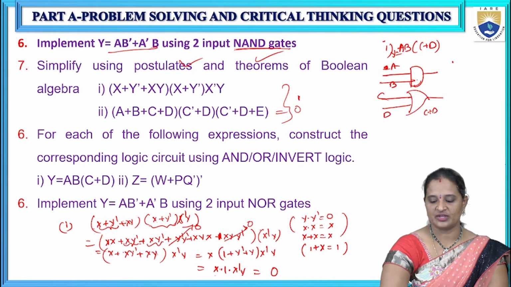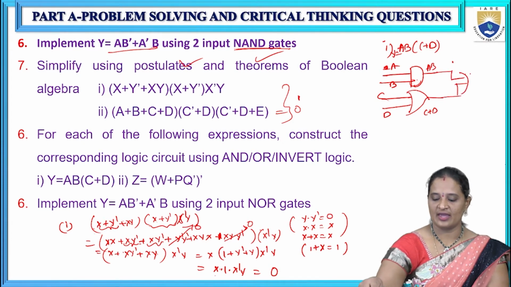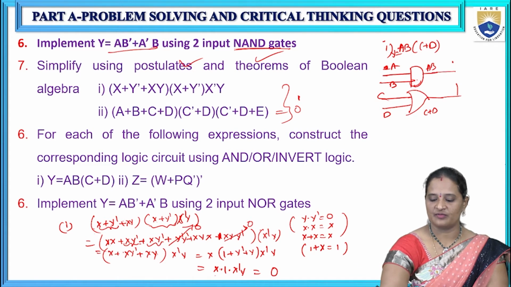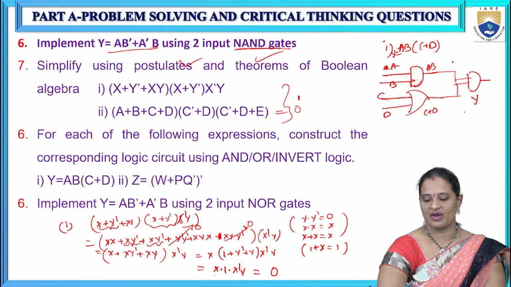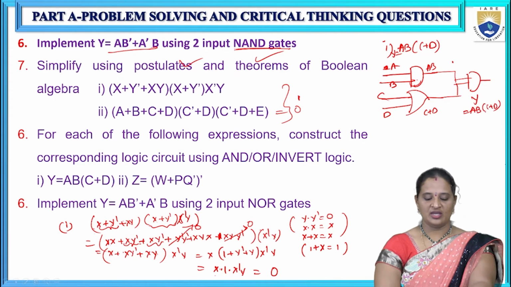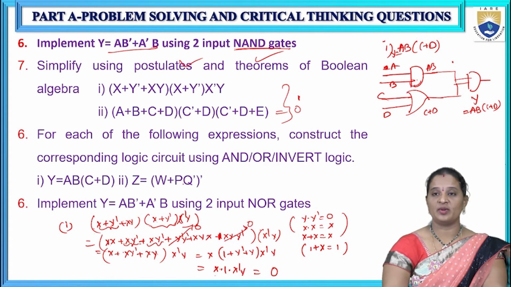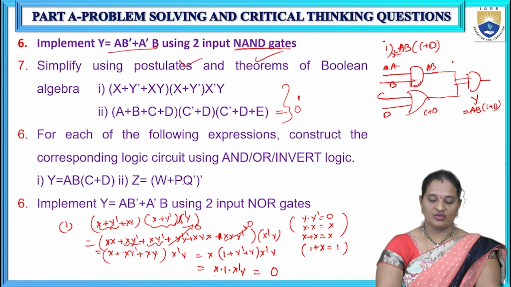So the output of this one is C plus D, whereas the output of this one is... So now I can use an AND gate. Finally I want to multiply this. So now I can get y equals AB into C plus D. Like that you can implement. Even this was also implemented, where the complement can be implemented using an inverter.